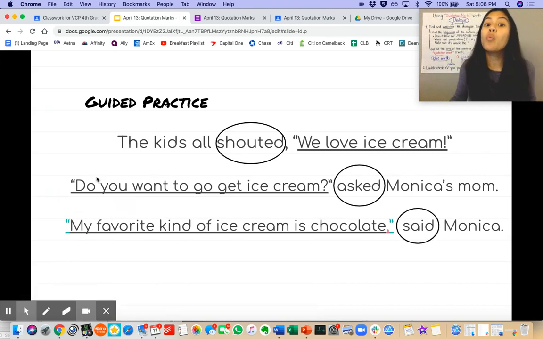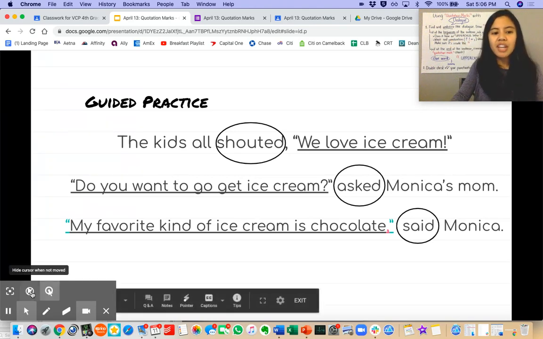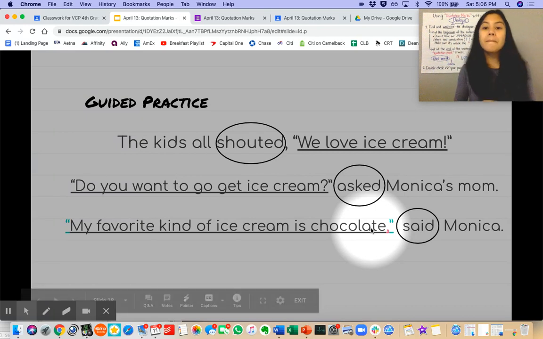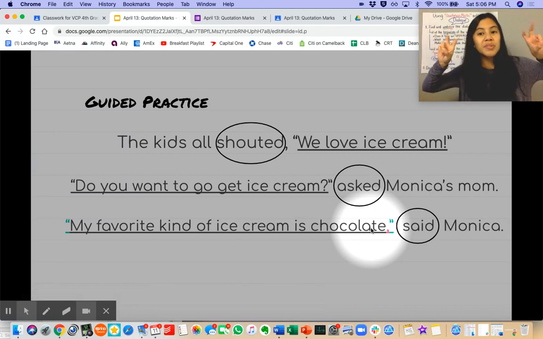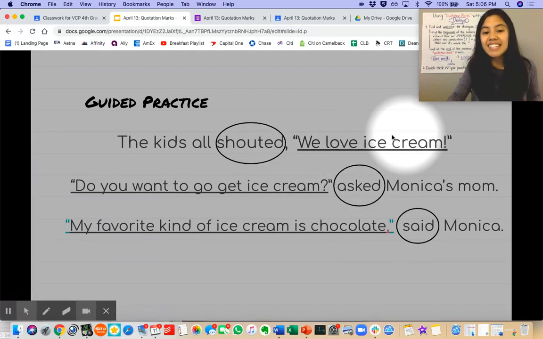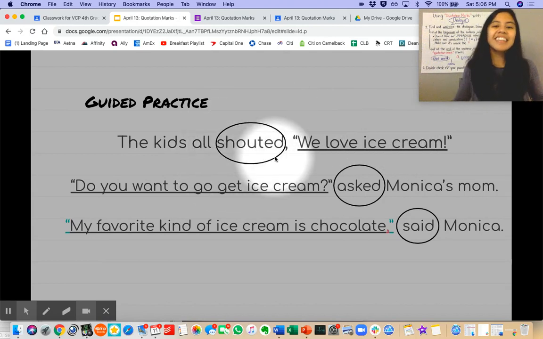Let's review. When my dialogue is at the beginning of a sentence, I need to ask myself, does it have an uppercase letter? What end punctuation should I use? A question mark, a comma, or an exclamation point? Then make sure it's all inside those quotation marks. If my dialogue is at the end of the sentence, I need to use my chant. Say it with me. Clue word, comma, quotation mark, uppercase letter.